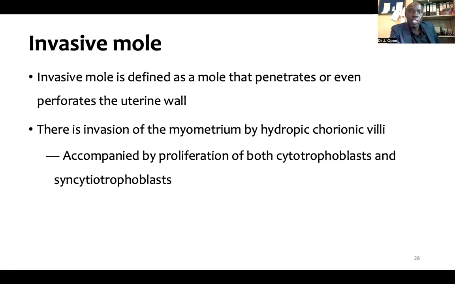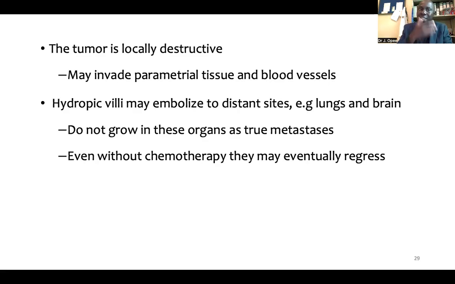For us to cover all, we need to go a little bit in steps. Let's look at invasive mole. Invasive mole is a molar lesion that normally can penetrate or even perforate the uterus or the uterine wall. It's something that you must know. There is invasion of the myometrium by hydropic chorionic villi, and this is accompanied by proliferation of both the cytotrophoblasts and syncytiotrophoblasts, which I think you have learned in the basic sciences. So the tumor is locally destructive or invasive. That's why we call it invasive mole.